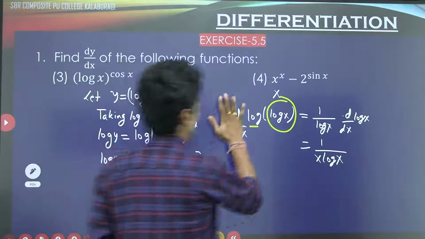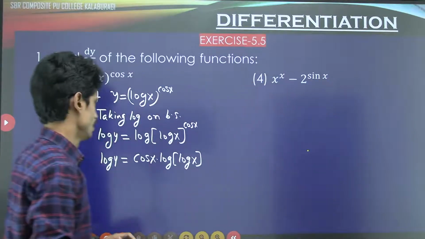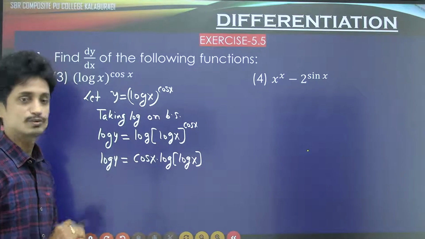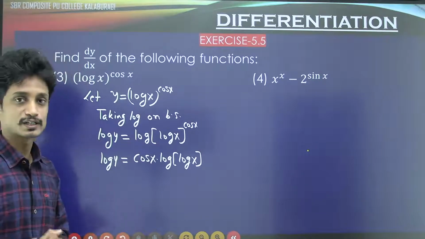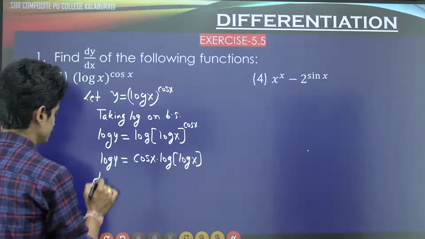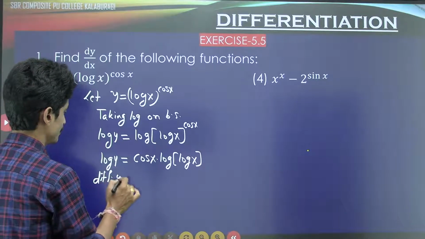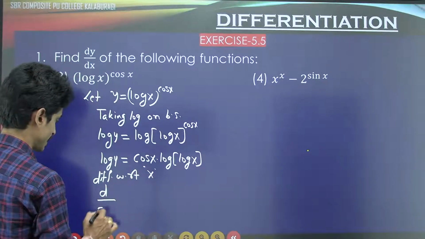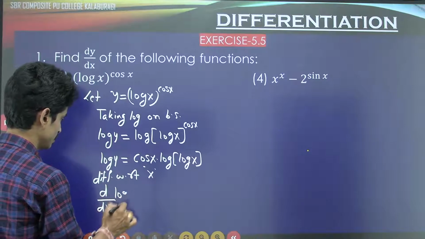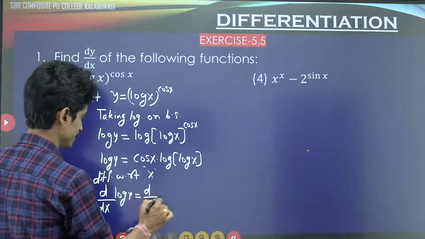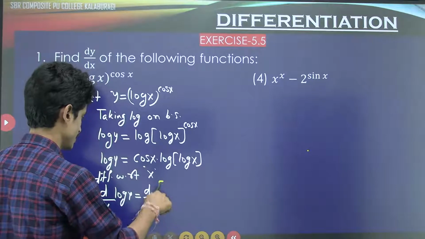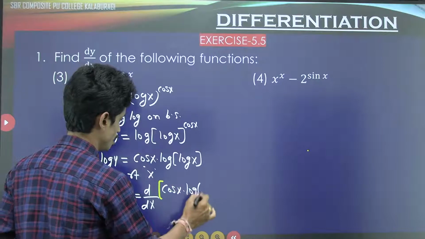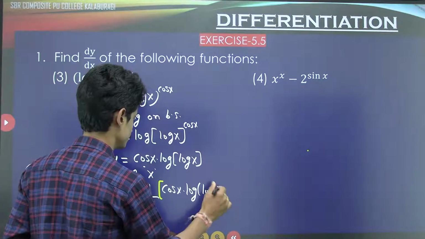So now we can apply that rule here. Look here, there is a product of two functions. How to differentiate a product of two functions? Differentiate with respect to x. Then this side we write d divided by dx of log y, and d divided by dx of cos x into log of log x.